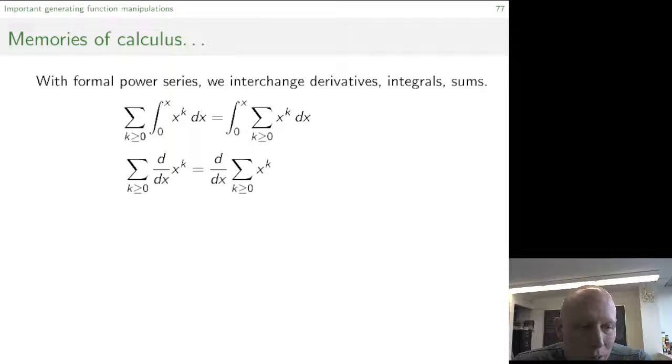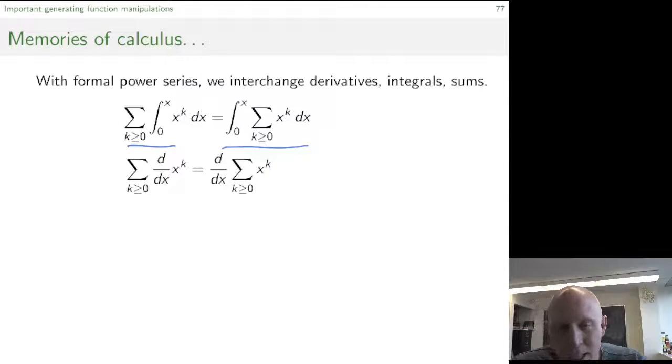When you're dealing with actual series, you have to be careful about these things, you have to be careful about convergence. But with formal power series, we're less careful. So, for instance, if we have the sum of k greater than or equal to 0 of the integral from 0 to x of x to the k, well, we can interchange the sum and the integral.